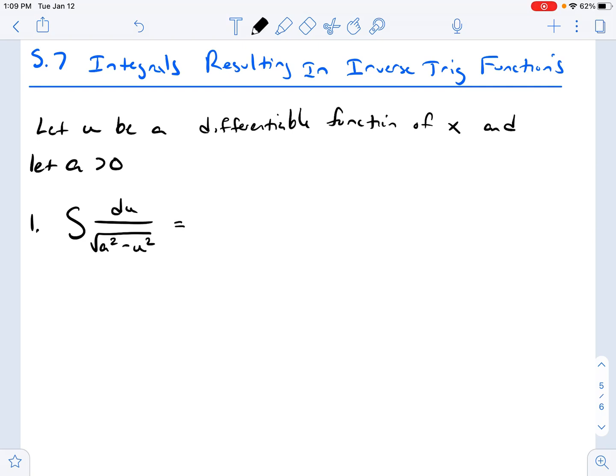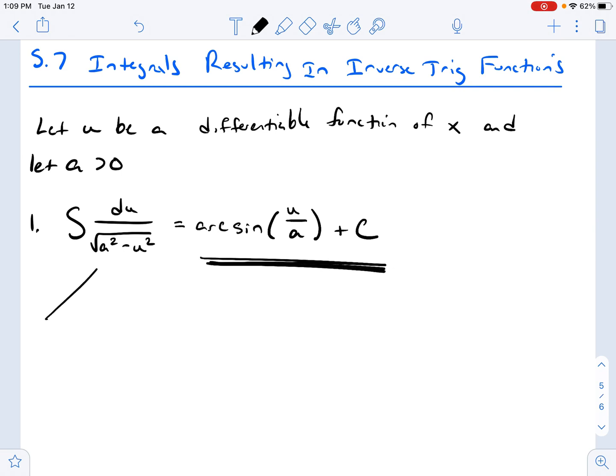In any event, this is going to take us back to the inverse sine function. The way it works is we get the arc sine, and it becomes arcsin of u over a, plus c. And if you don't believe me, you can go ahead and take the derivative of this carefully using the chain rule, and you will get back something of the form 1 over the radical of a squared minus u squared.